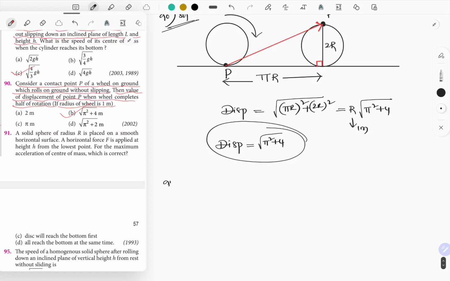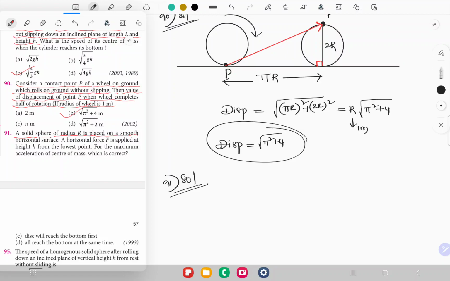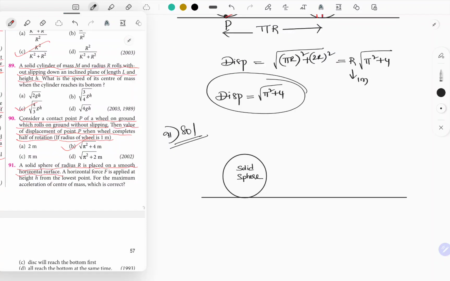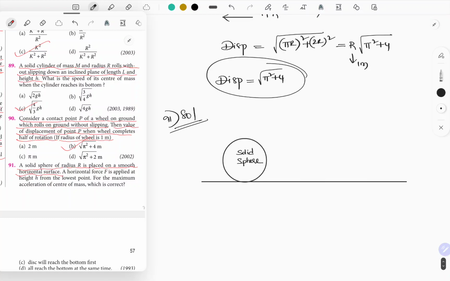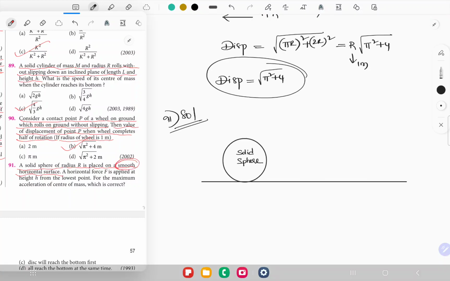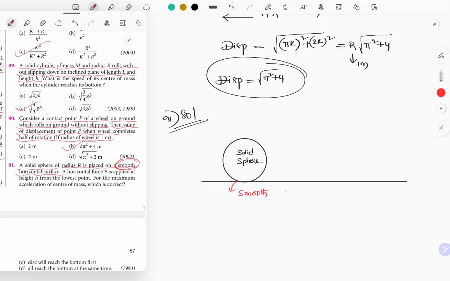Super. Next question number 91. A solid sphere of radius capital R is placed on a smooth horizontal surface. I represented it in the form of a diagram, whatever data they have given. They said one more point, observe that point very carefully. It's a smooth surface. Is there any frictional force? As this is a smooth surface, there won't be any kind of frictional force. If there is no frictional force, what kind of motion will the object have?